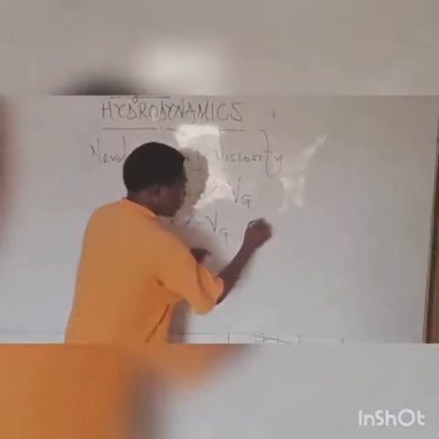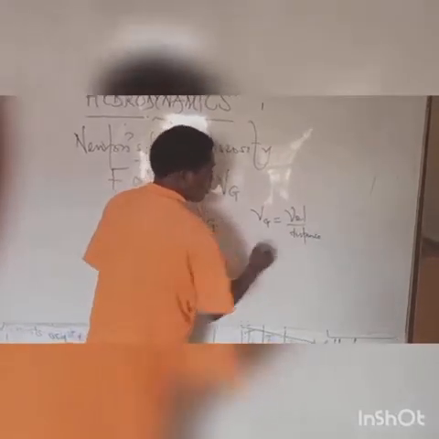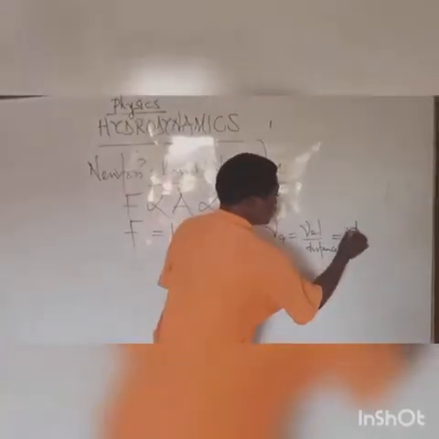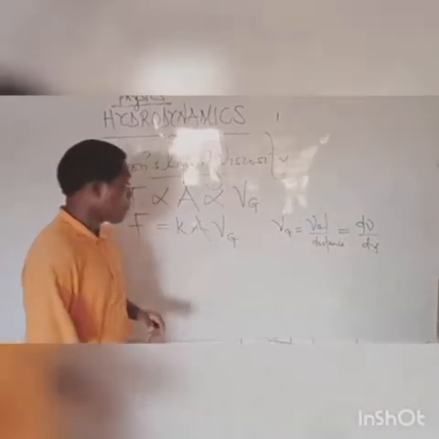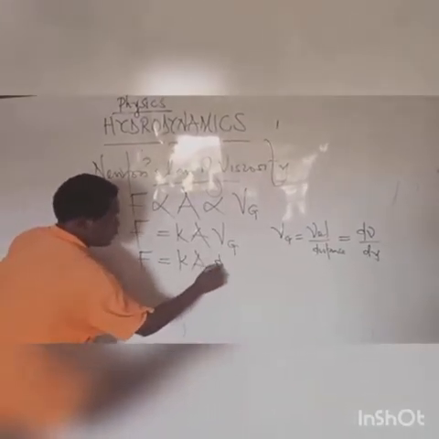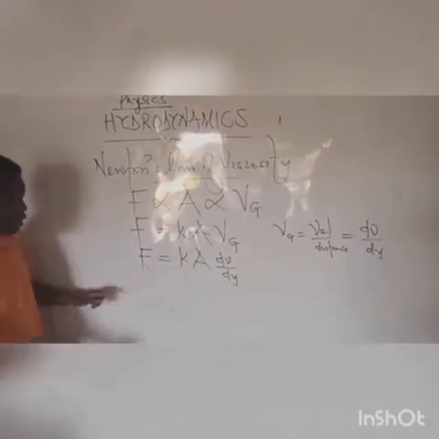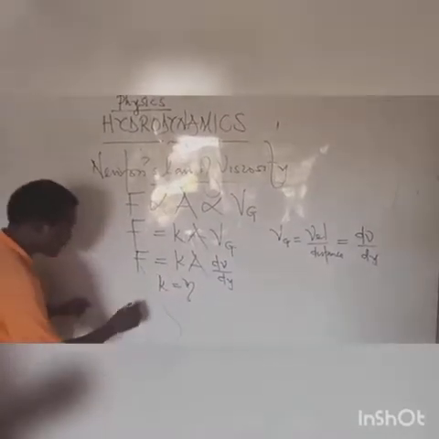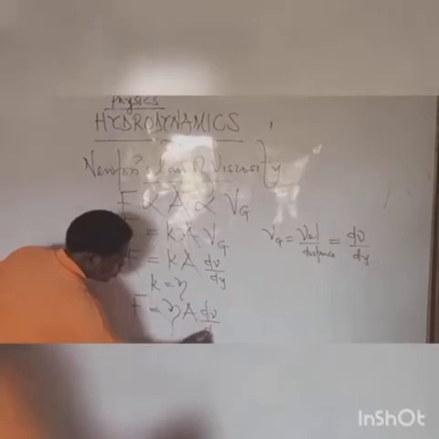Velocity gradient is equal to velocity over distance. So for an object that is falling from up to down, it becomes change in velocity over change in distance, the vertical distance. So I get F equals K, A, dV over dy. Now, this K is the coefficient of viscosity. So F equals coefficient of viscosity, A, dV over dy.